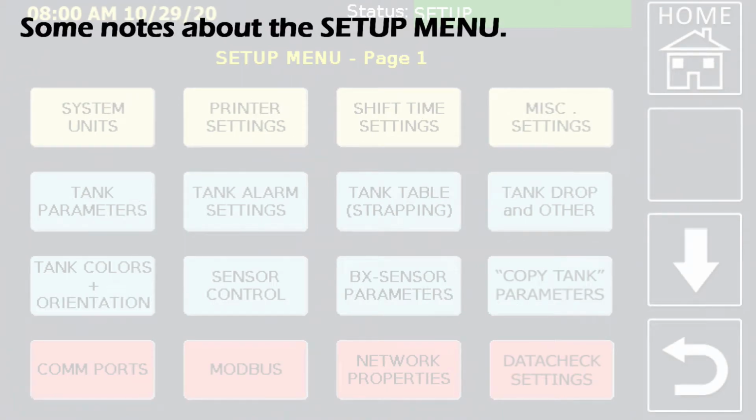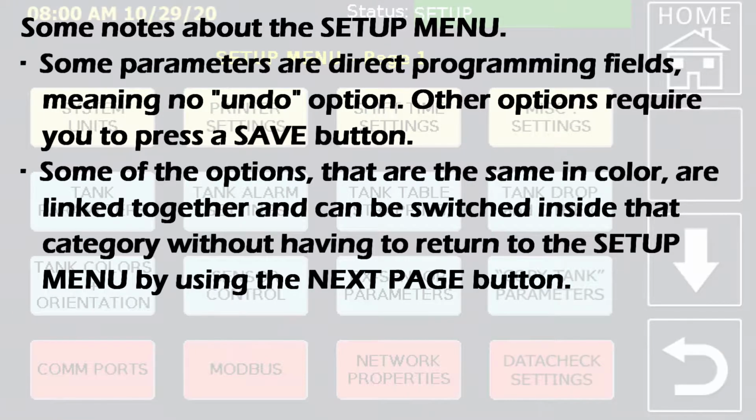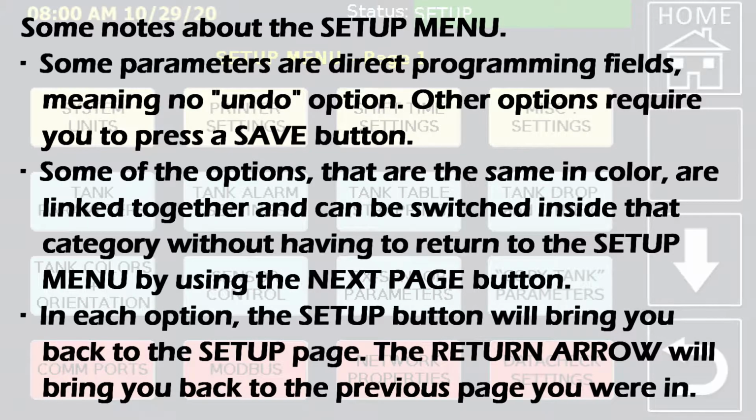Some notes about the setup menu. Some parameters are direct programming fields, meaning no undo option. Other options require you to press a save button. Some of the options that are the same in color are linked together and can be switched inside that category without having to return to the setup menu by using the next page button. In each option, the setup button will bring you back to the setup page. The return arrow will bring you back to the previous page you were in.